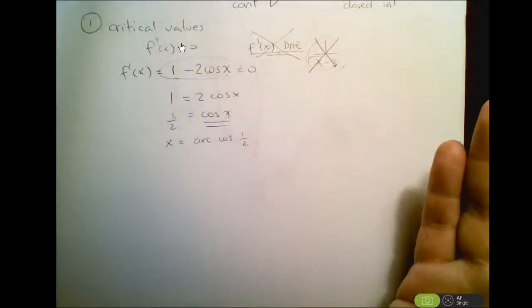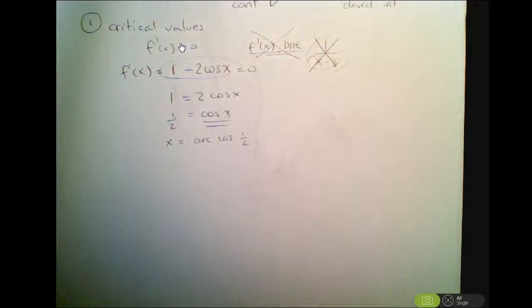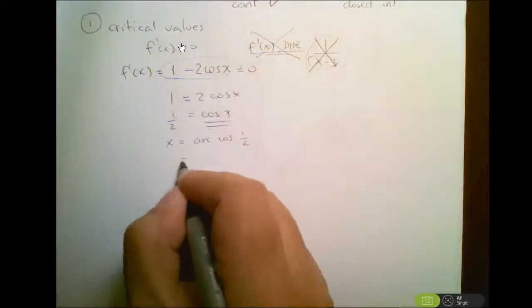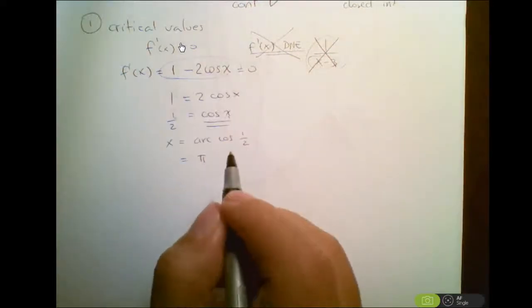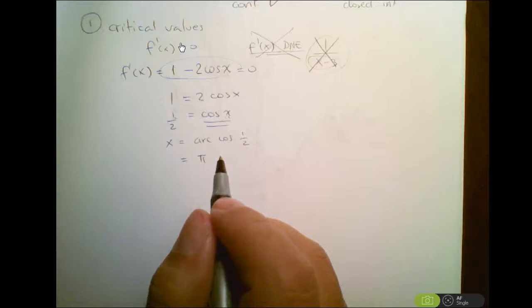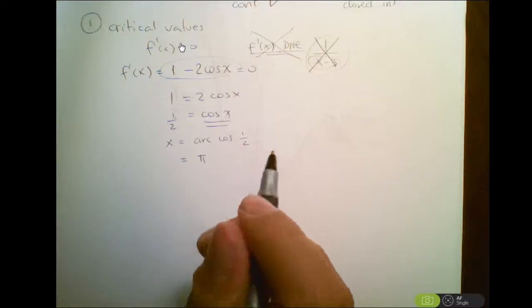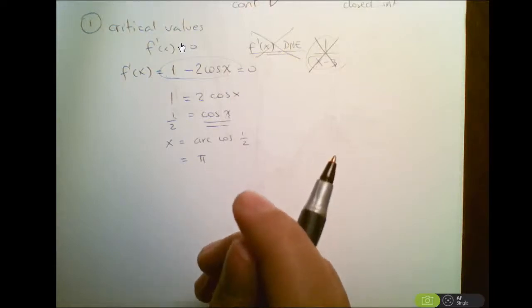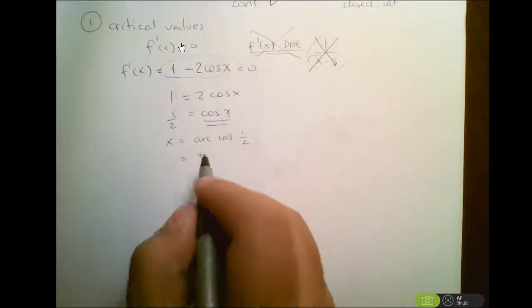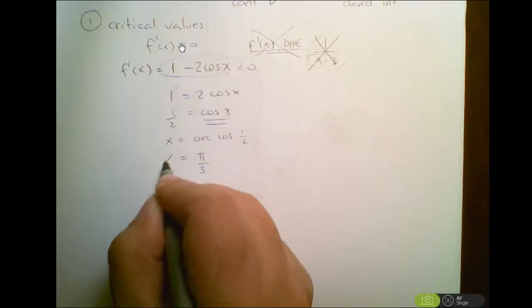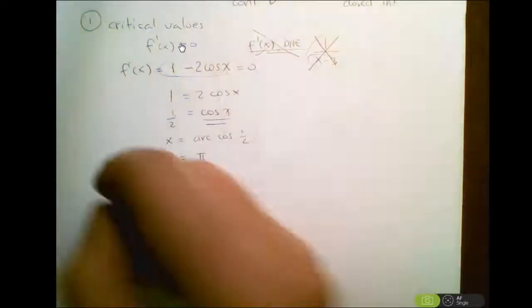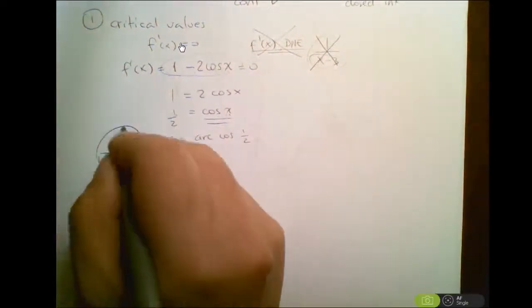So the cosine is 1/2 for, let's see, the sine of pi over 6 is 1/2, so the cosine of pi over 6 is root 3 over 2, so it's not pi over 6, it's pi over 3.